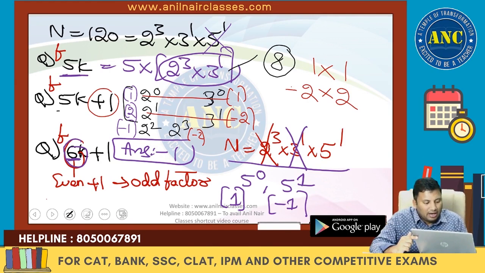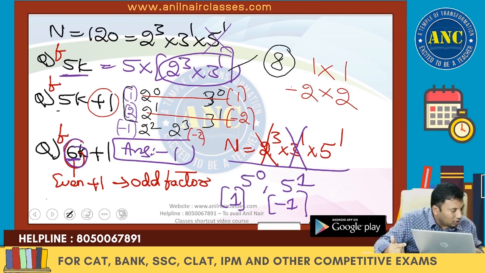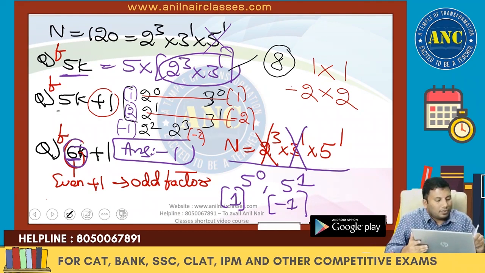Second case we got. Third case: 1 into 1 is 1, 1 into minus 2 is minus 2. 2 into 1 is 2, 2 into minus 2 is minus 4. Minus 1 into 1 is minus 1. Minus 1 into minus 2 is 2. Minus 2 into 1. Next case, minus 2 into minus 2. I hope it is clear, right? I got 2 cases. Don't miss the counting. I hope it is clear. This logic is clear to you. Be careful while counting the numbers.